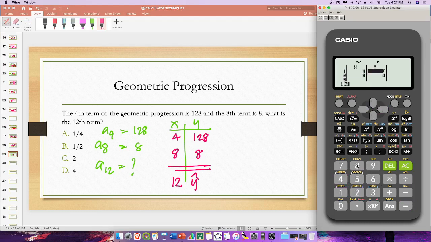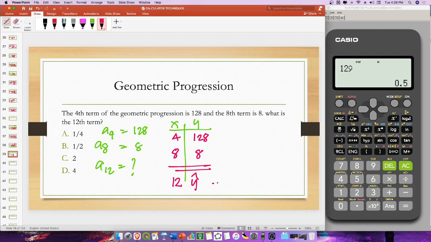Let's say the 4th term is 128 and the 8th term is equal to 8. Take note, you need only a minimum of 2 values. You can enter 3 or more if you want. So go to mode, stat, and look for regression and y hat. Before y hat, insert 12 because we are looking for the 12th term. So that's 0.5, or 1 half, is our 12th term.